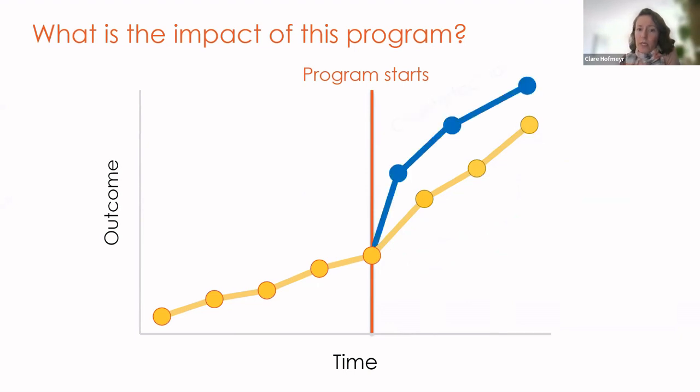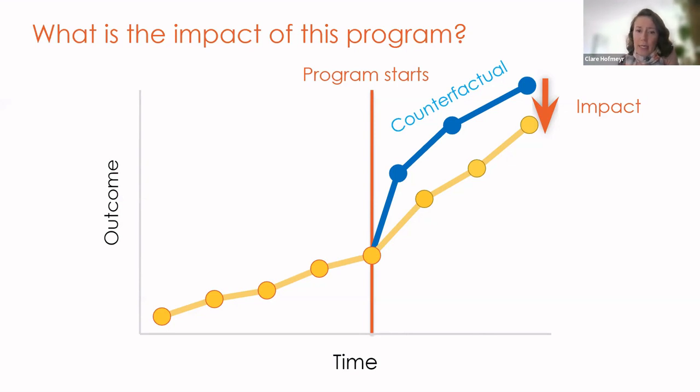So this would be depicted as the blue counterfactual line lying above the yellow line. And it shows that the impact of the program was to decrease the outcome in comparison to what it would have been without the program. So in this example, the increase in the outcome is smaller than it otherwise would have been, meaning that the program actually had a negative impact on the outcome.